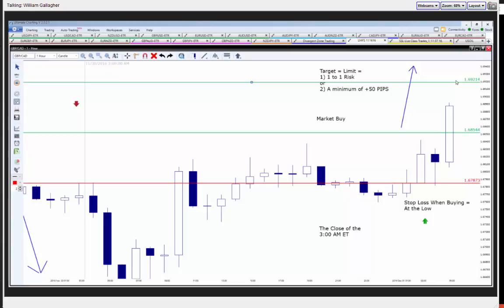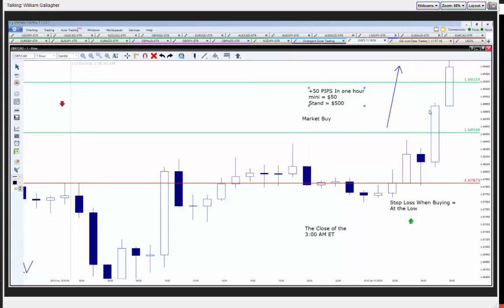Not too bad. If you're trading a mini lot, about another 50 pips off of that one. On a standard lot, that would equal about $500 or so. They have various and different variables in here, but we can explain that here.